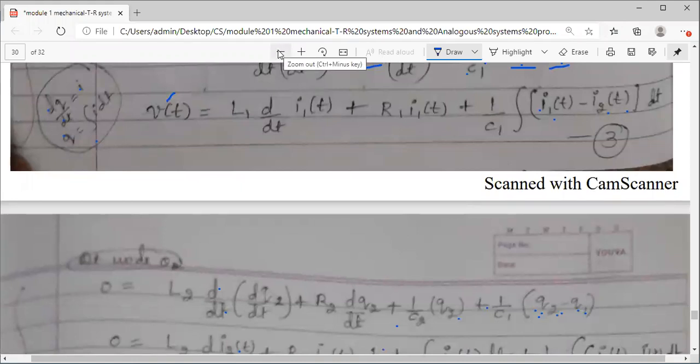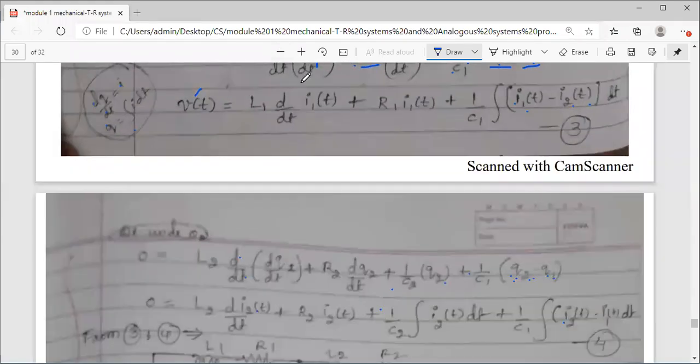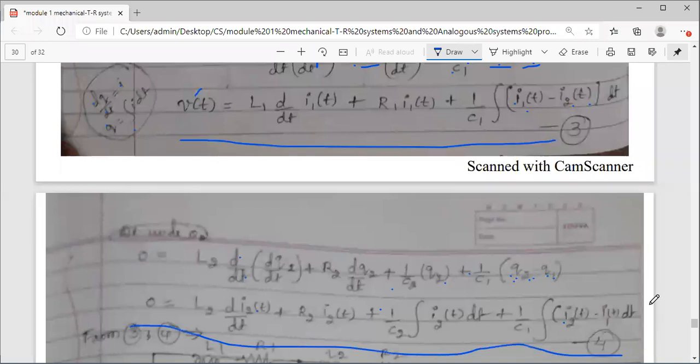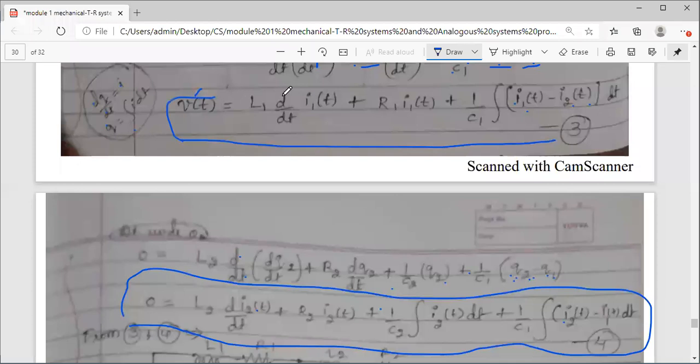Okay, let me just zoom out so that I can have both equations on one screen. You can zoom out and zoom in and check, if you want it a little bigger. This is one equation and this is one more equation. From these two equations, I will try to draw the equivalent electrical network for the torque voltage analogy.